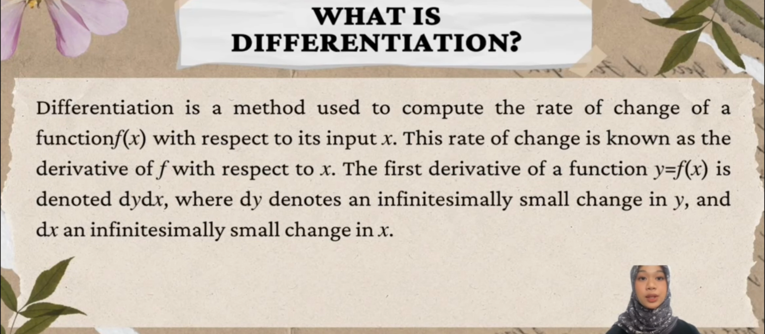What is differentiation? Differentiation is a method used to compute the rate of change of a function with respect to its input, which is x. This rate of change is known as the derivative of y with respect to x. The first derivative of a function is denoted dy/dx, where dy denotes an infinitesimally small change in y, and dx an infinitesimally small change in x.